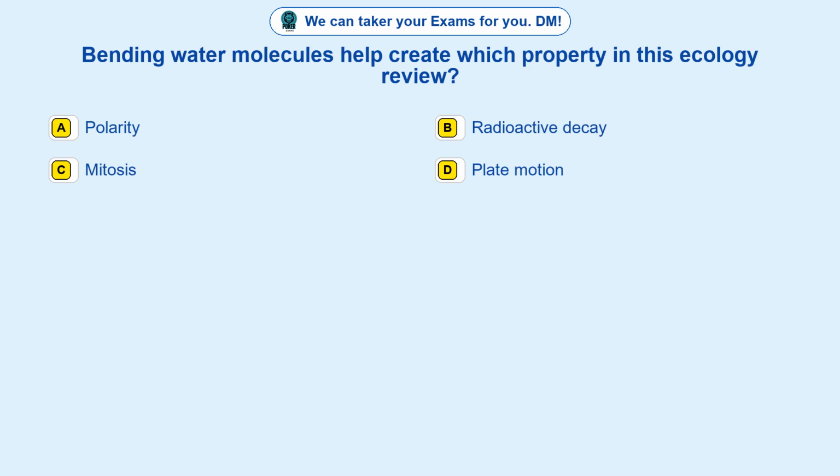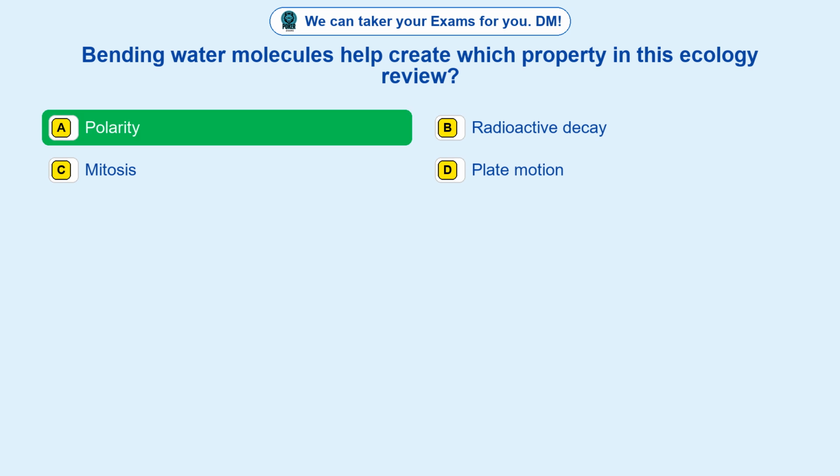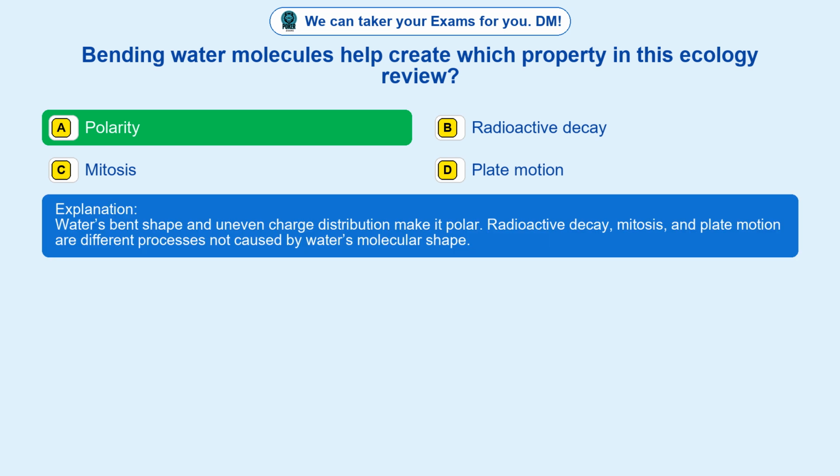Question 50. Bending water molecules help create which property in this ecology review? Option A, polarity. Option B, radioactive decay. Option C, mitosis. Option D, plate motion. The correct answer is option A, polarity. Water's bent shape and uneven charge distribution make it polar. Radioactive decay, mitosis, and plate motion are different processes not caused by water's molecular shape.